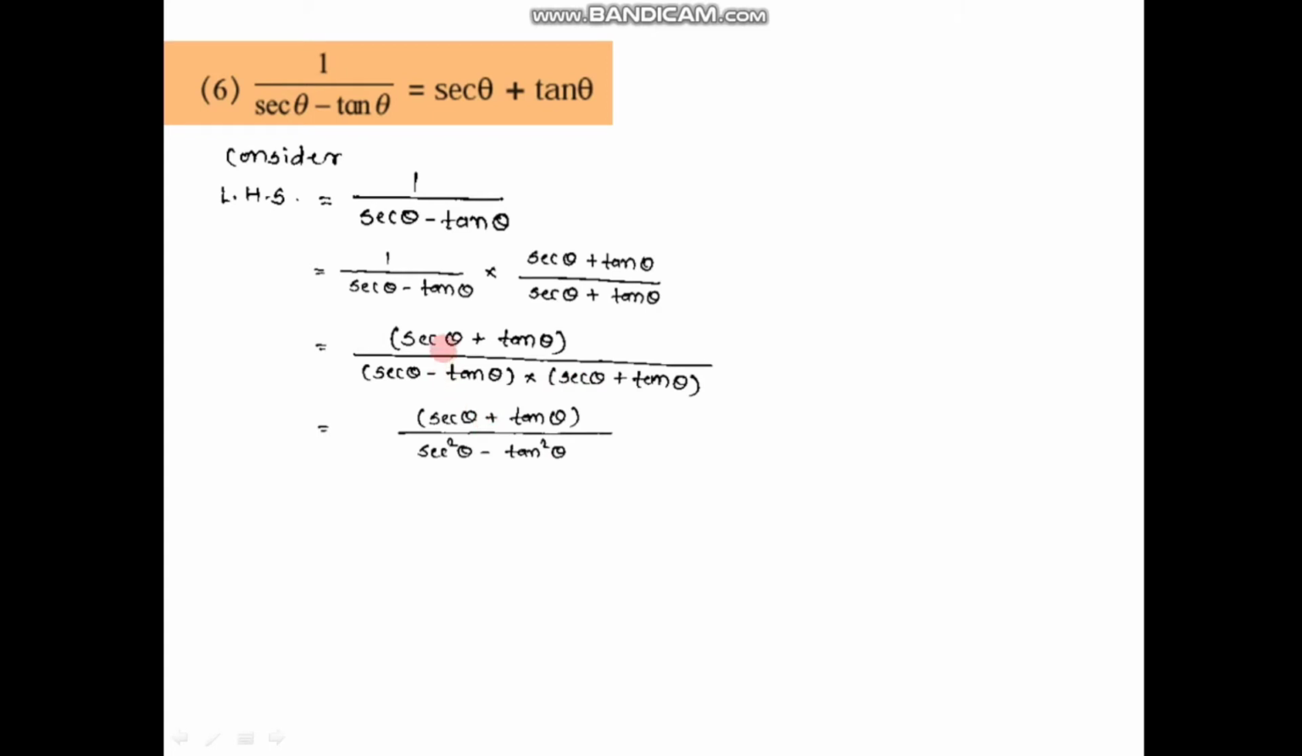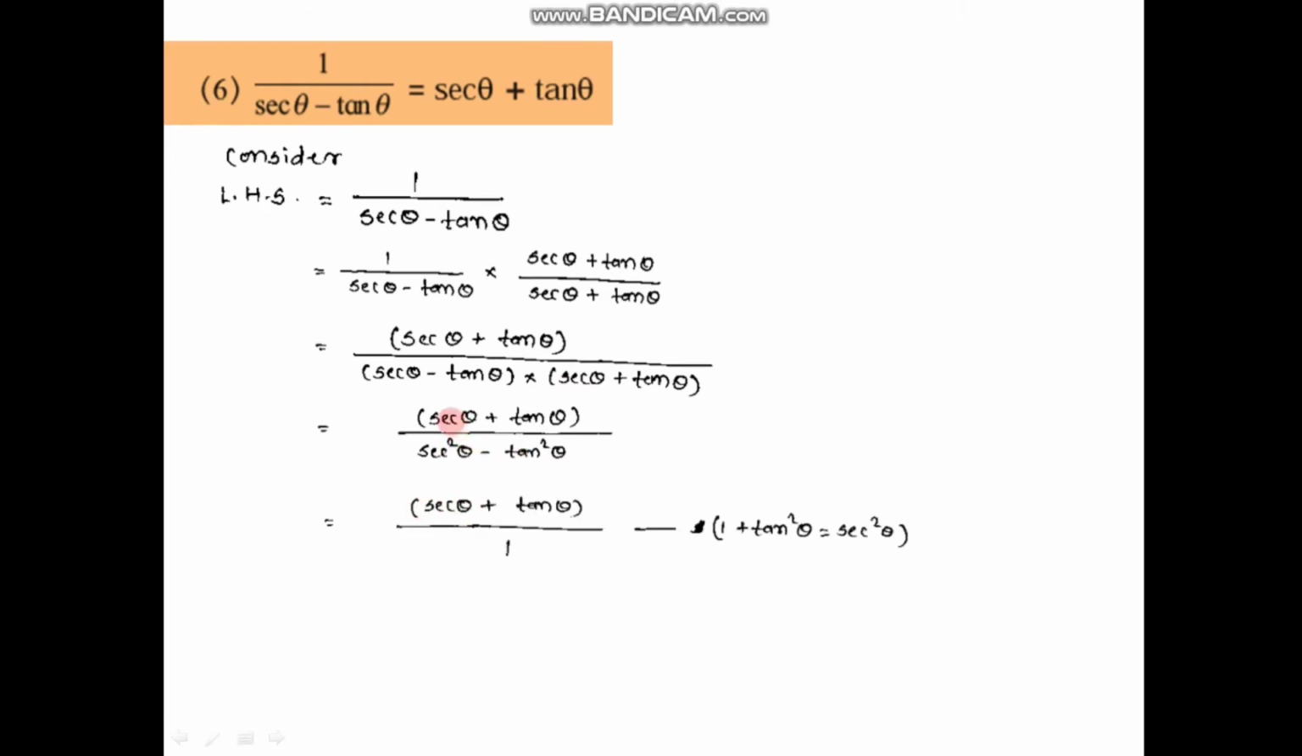So to the next step, we'll take the numerator as it is, sec theta plus tan theta divided by, the first term here is sec theta, so its square should be there. It is sec square theta minus the second term is tan theta, that's why we can write here tan square theta, as this is the expansion of a square minus b square. So instead of this we can write here first term square minus second term square.